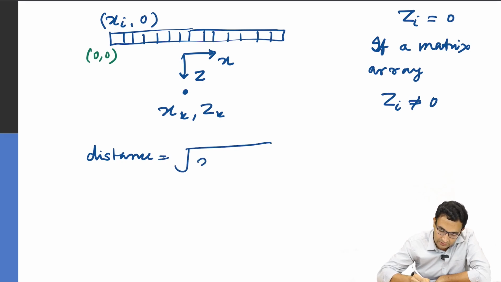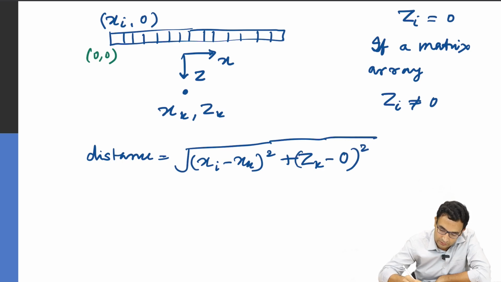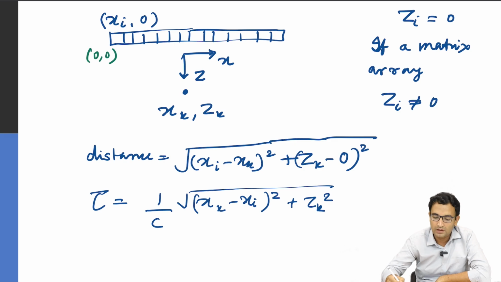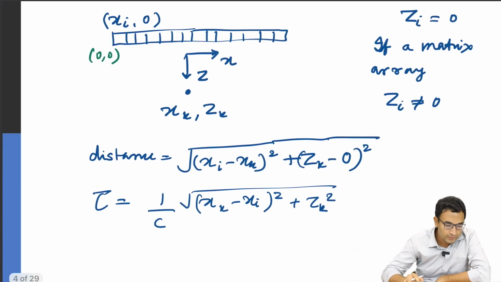So it will be given by square root of (xi minus xk) squared plus (zk minus 0) squared. If you remember, the z coordinates of these array elements are 0, that's why I am using 0, and so the time delay is essentially going to be dividing this by the speed of sound, so 1 by c times square root of (xk minus xi) squared, or either way around, doesn't matter, plus zk squared. This will be the time delay, right?